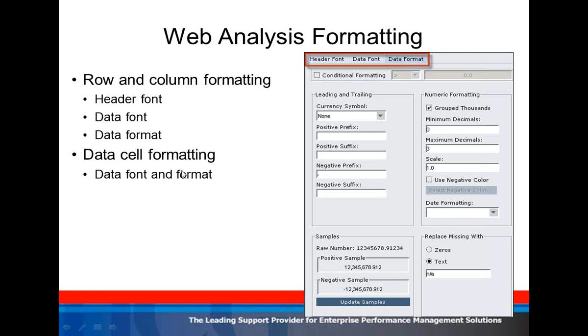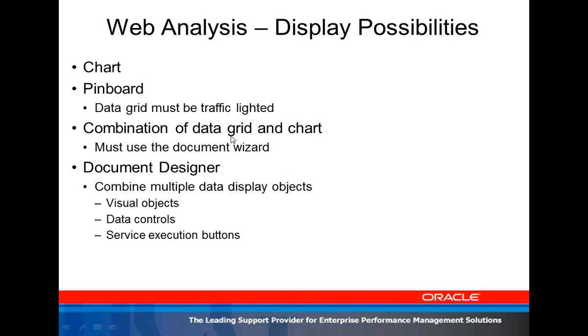Or I can go to the cellular level and actually format each individual cell differently, should I like to do so. As you saw, when I display a document, I can display it in its standard grid format, or as a chart, or as a pinboard. I can actually do a combination of a grid and a chart quite easily, but I have to go through something called a document wizard. It's very simple, easy to use.